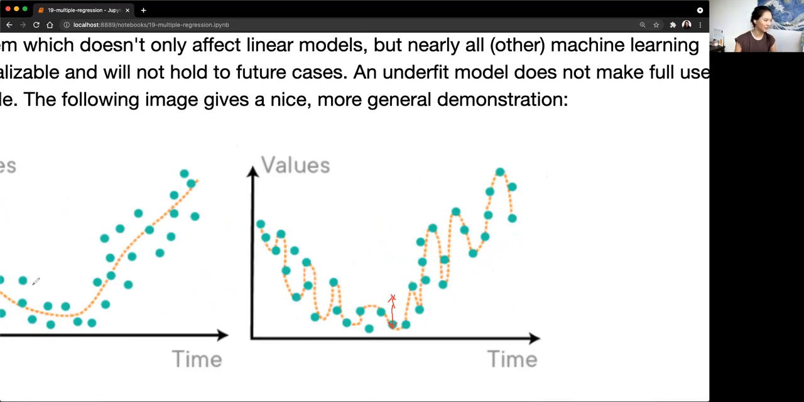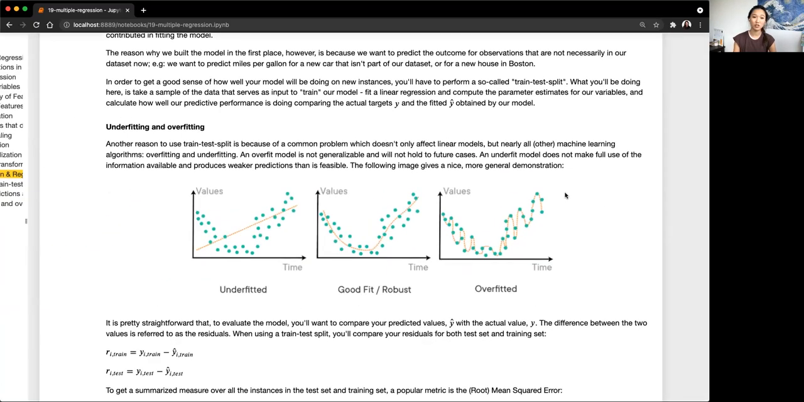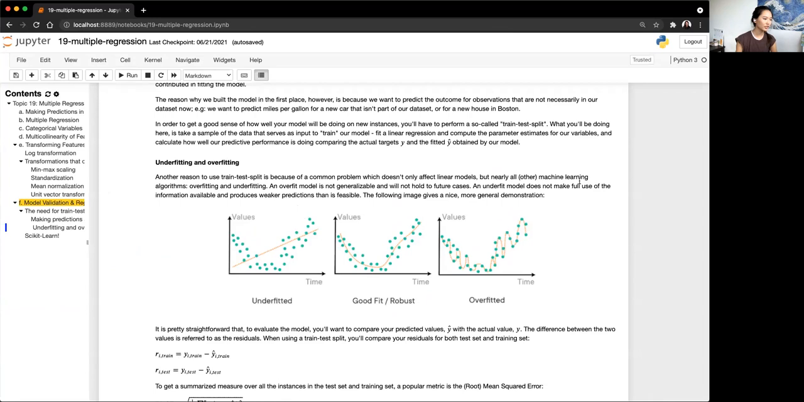Because if I do the same thing over here, and this point was over here, the prediction is a little bit better. So there's this whole idea of over and underfitting your data. The idea is you want your model to be generalizable to whatever you want to use it for. So that's why we do a train test split.